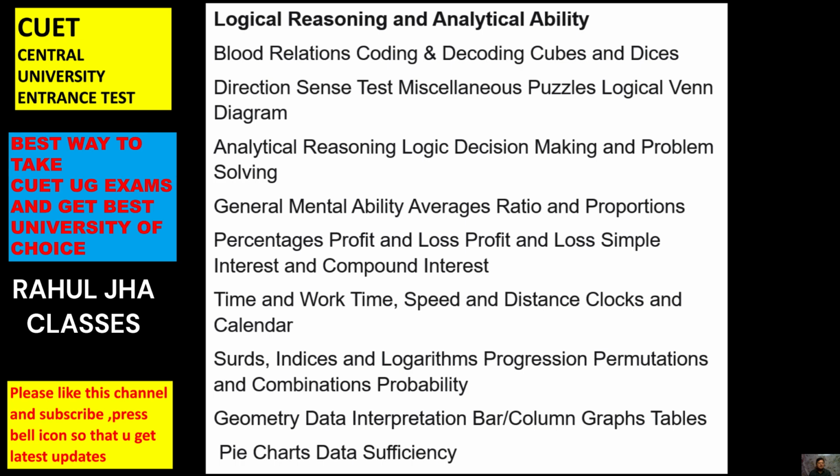Now in general mental ability: averages, ratio and proportion, percentage, profit and loss, simple interest, compound interest, time and work, speed and distance, clock and calendar, surds, indices, logarithm, progression, permutations and combinations, probability, geometry, data interpretation, bar, column graphs, tables, pie chart and data sufficiency. So I have taken many topics, and if you prepare for these, then you might get some questions on this also.